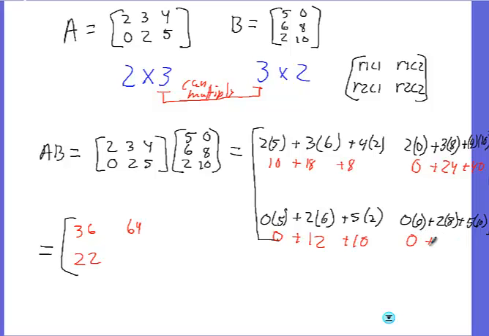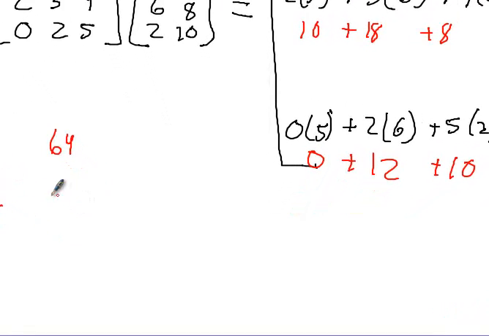0 times 0 is 0. 8 times 2 is 16. 5 times 10 is 50, which gives us a grand total of 66. And like we said in the beginning, our answer is going to be a 2 by 2.